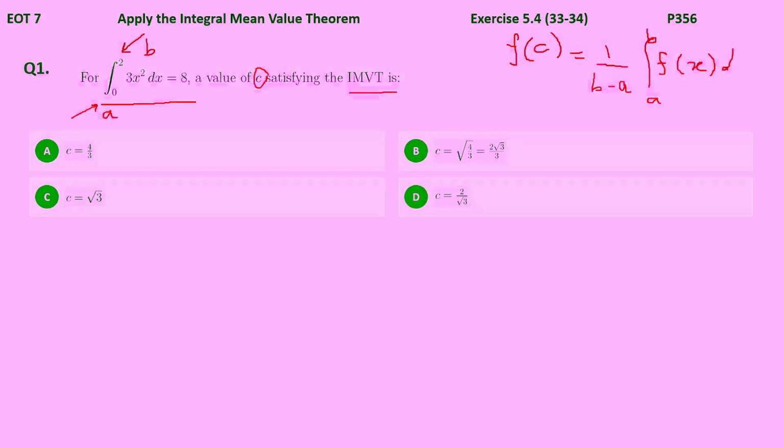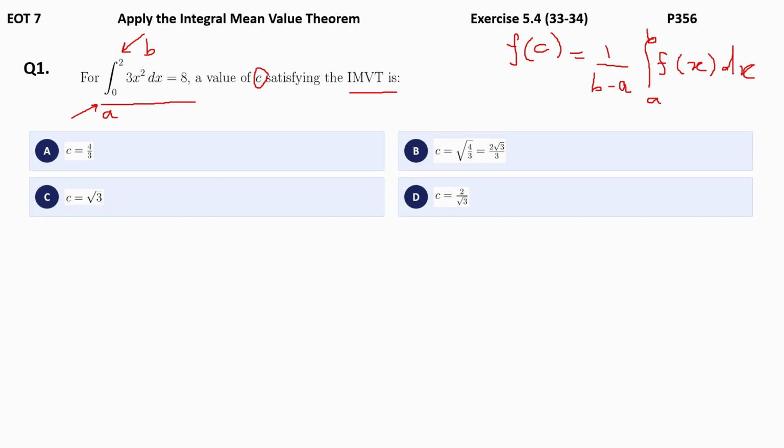So let's substitute. Now what about f of x? f of x is nothing but 3x squared. So f of c means we will replace x by c, so it becomes 3c squared, which is equal to 1 over, what is b minus a? 2 minus 0, which is 2. The integral of f of x dx is already given as 8. So multiply by 8. When you cancel, you will get 4.